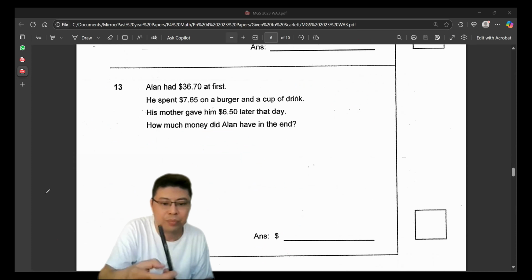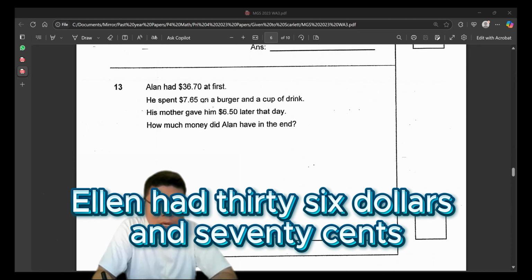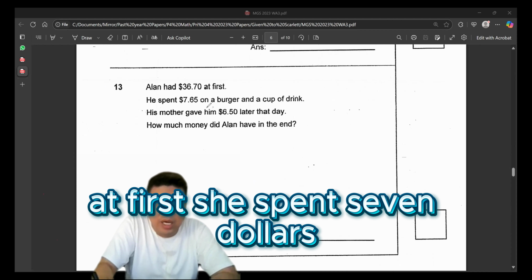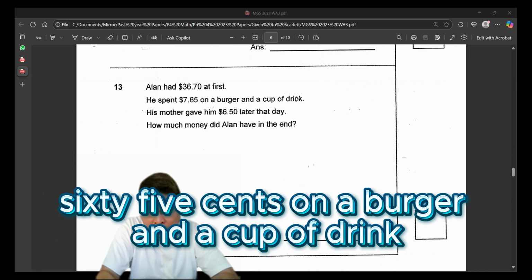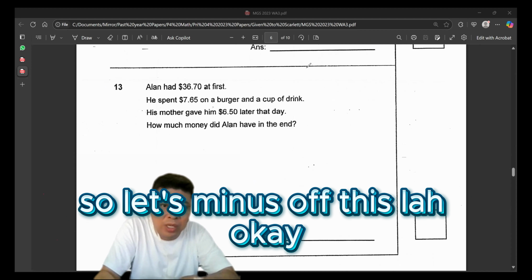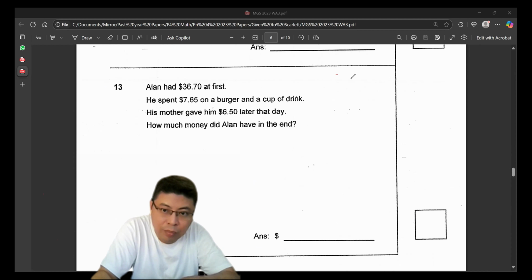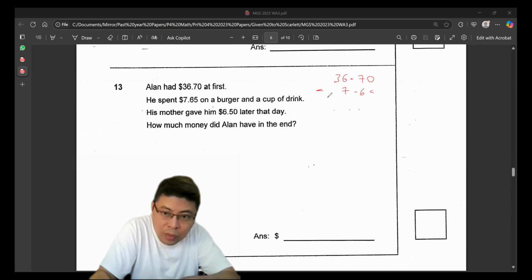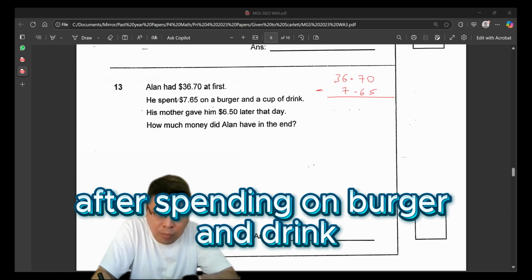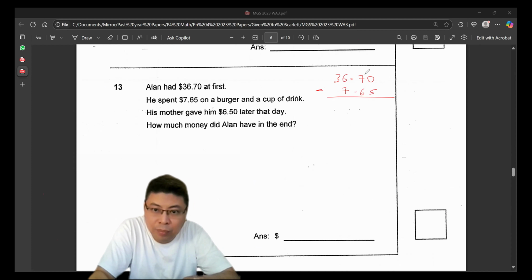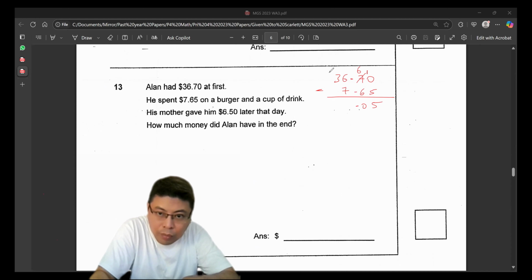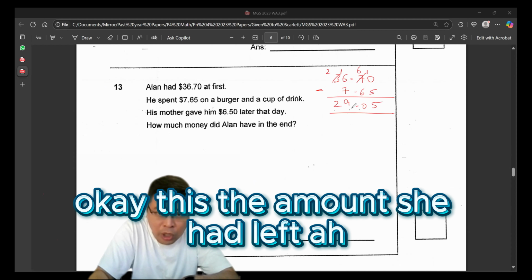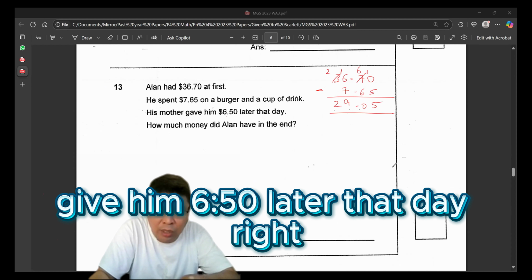Okay, question 13. Alan had $36.70 at first. He spent $7.65 on a burger and a cup of drink. So let's minus off $7.65 first, to find out the amount he had left after spending on burger and drink. Okay, this is the amount he had left. Someone gave him $6.50 later that day, right?